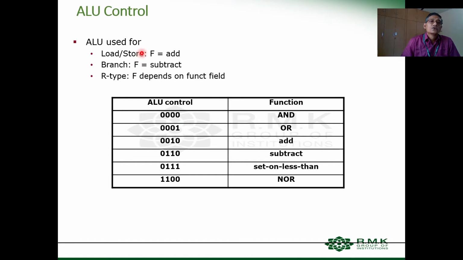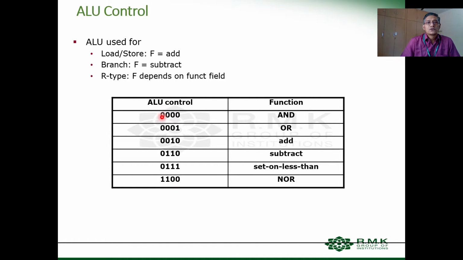For load and store, we need to perform addition, that is adding the base register and the offset. Similarly, during the branch instruction, the ALU operation is subtract. And for R type instructions, it depends on the function field. So these are all the necessary control signals, with different bit patterns for the corresponding function.